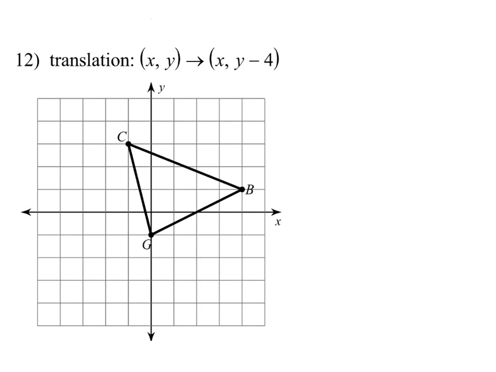On 12, again, this one, the x's aren't changing, but your y's are changing. You're going to go down 4 units. So if you were to do that, c is now going to be 4 units lower. So c prime is going to be there.